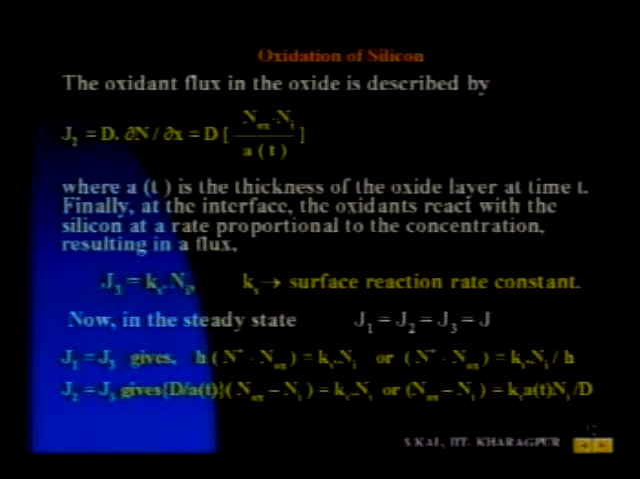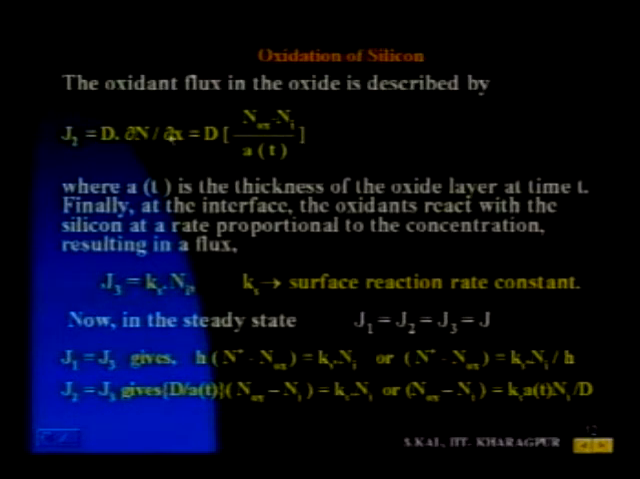So obviously that flux means the number of oxidant particles moving from just near the oxide-gas interface to the silicon dioxide interface. So that flux J2 is proportional to del N del X, and if you equate it, obviously you have to multiply it by capital D, which is the diffusion constant. So J2 is equal to capital D into del N del X. That capital D is known as the diffusion constant.